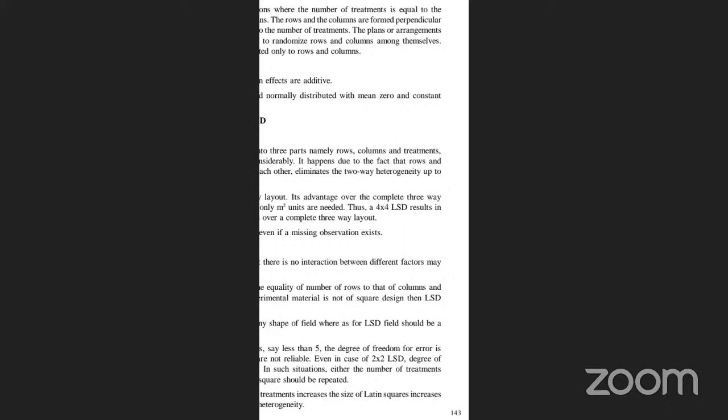The error variance also is considerably reduced due to the fact that rows and columns are perpendicular to each other. Why? Because rows and columns are separately perpendicular. Rows and columns are on opposite sides. Am I correct? Yes, sir. So therefore, it eliminates the two-way heterogeneity up to a maximum extent.